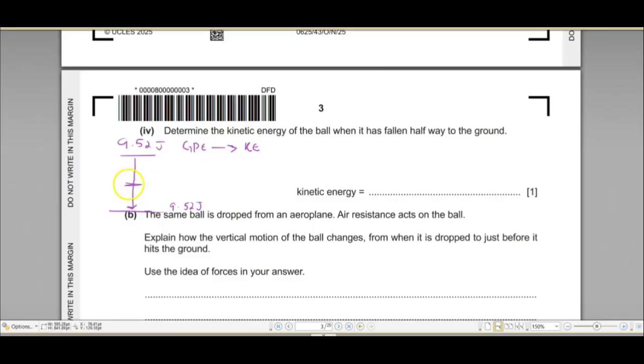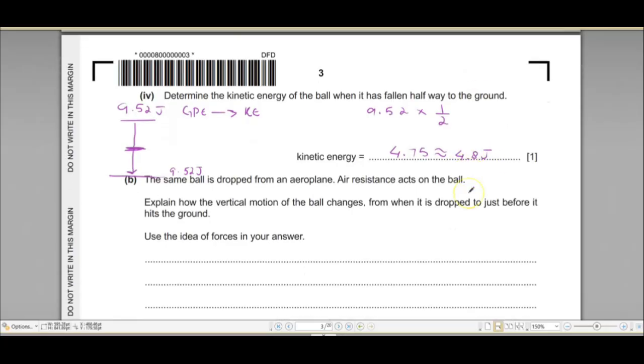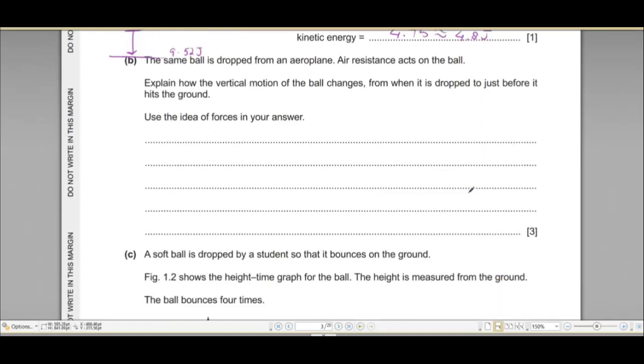But they are asking about halfway. So this is half. So what we are going to do is multiply it with half, or divide by 2, or multiply it with 0.5. So we will get an answer of 4.75, which can be rounded off to 4.8 joules. Pretty straightforward.